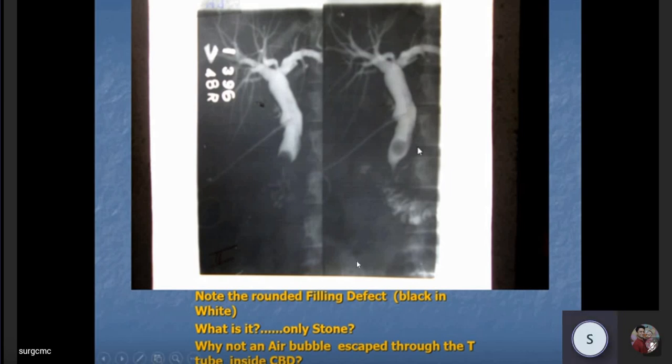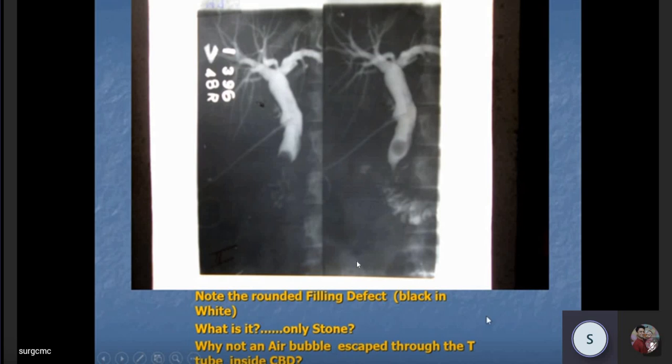See, you can see a very small rounded opacity inside, isn't it? Does it look like a carcinoma? I have done a CBD exploration only 10 days back, isn't it? I am not supposed to miss a carcinoma over there. A carcinoma in CBD will present with jaundice and all these things. So carcinoma it is not. It's a rounded black opacity.